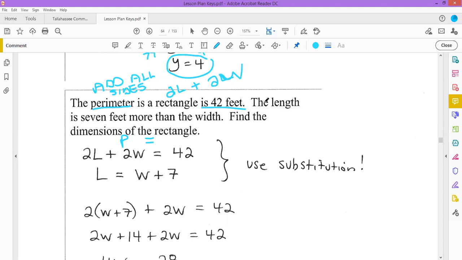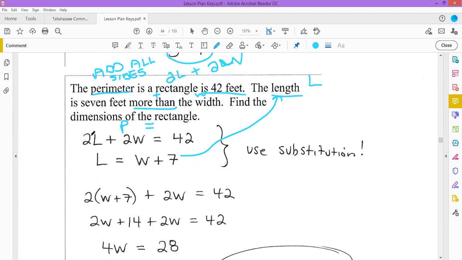The second statement says the length, we know that's the long side, L, is 7 feet more than the width, and more than means to add. We're using W to represent the width. So here's our statement, and here's the equation we get based on that second statement. The length L is 7 feet more than the width, so W plus 7. These are our two equations, and we're going to solve this system. The first equation is 2L plus 2W equals 42. The second one, L equals W plus 7.